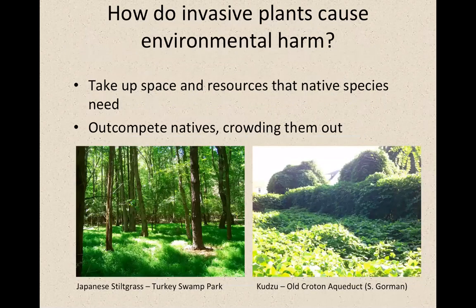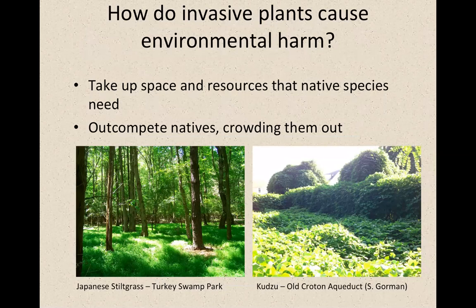In terms of invasive plants in particular, and that's oftentimes what our eco-quests are focused on, as to how invasive plants cause environmental harm, well, they take up space. I mean, they're a living organism. They have come in and are good at competing in some way, whether it's nutrient uptake or stealing sunlight, or just taking up space and other resources that native species need, crowding them out.